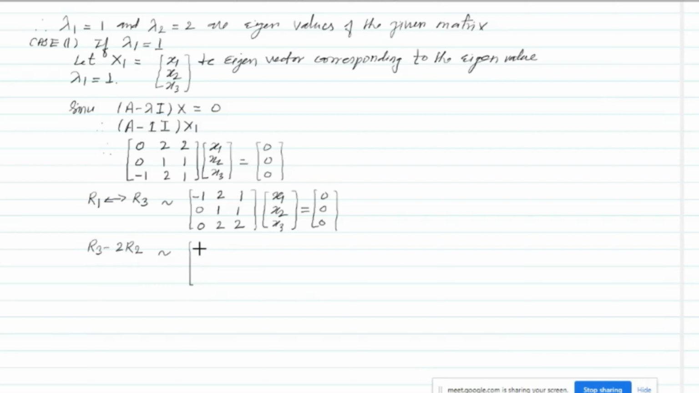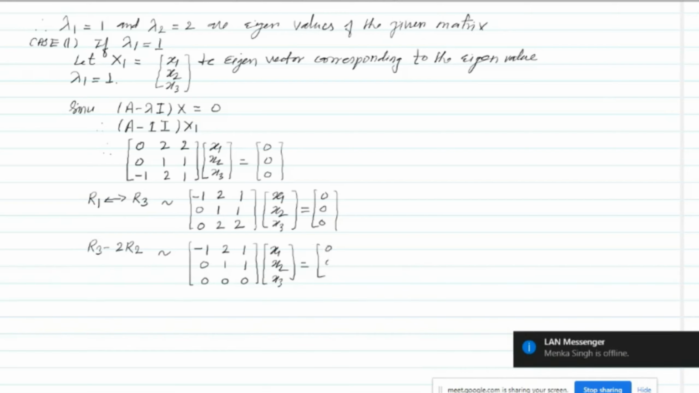So this becomes R3 minus 2 times R2. We just write down the first row as it is: 1, 2, 1. Only R3 will change, not R2 and R1, so we write the first and second rows as they are. So this is -1, 2, 1, and here 0, 1, 1. This is 0. 2 times this, -2 and +2, is 0, and here -2 +2 is 0. Write x1, x2, and x3, equal to 0, 0, 0.